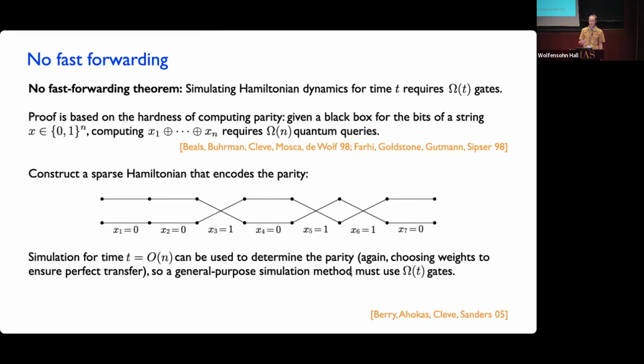So what this is really telling us is that in general, there can't be a way to fast forward the dynamics, because if for this problem we would be able to fast forward the dynamics, we would be able to compute the parity in an amount of queries that would violate this lower bound.